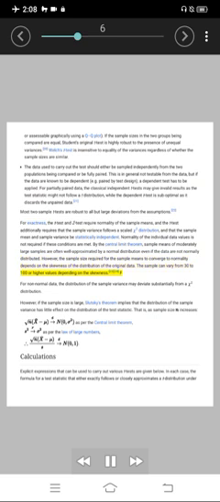23, 24. For non-normal data, the distribution of the sample variance may deviate substantially from a chi-squared distribution. However, if the sample size is large, Slutsky's theorem implies that the distribution of the sample variance has little effect on the distribution of the test statistic. That is, as sample size increases, as per the central limit theorem and the law of large numbers.